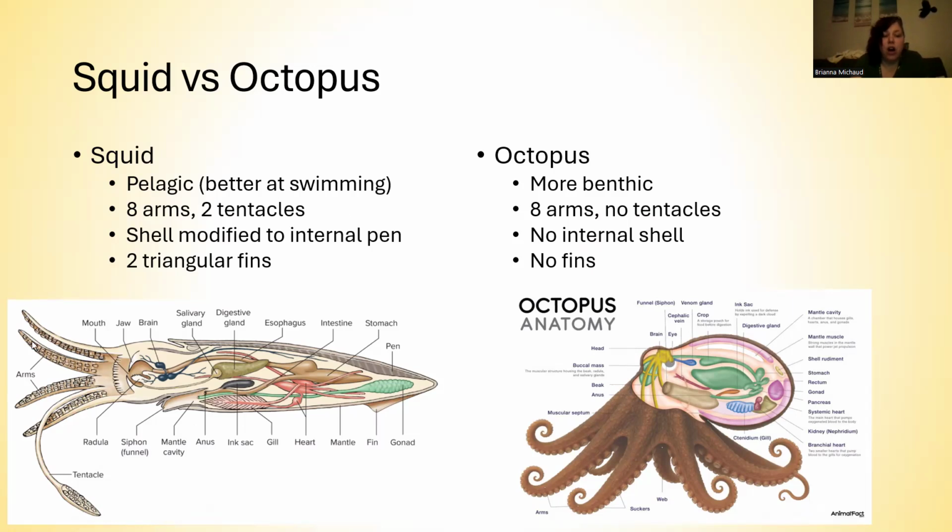So these are arms, and then the long, thin ones with kind of a little hand at the end, that is a tentacle. Whereas octopi just have 8 arms.